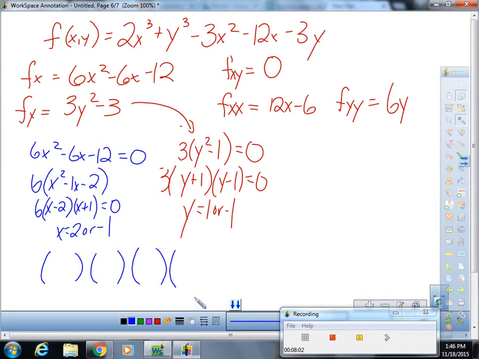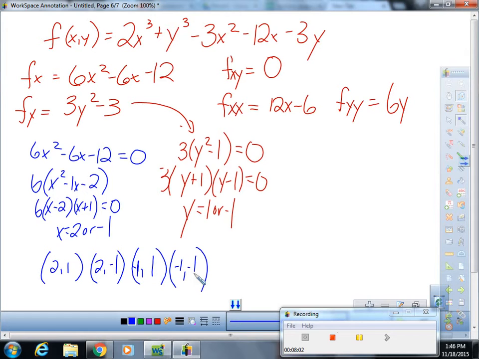So look, we have 4 critical points. Do you understand that? The point 2, comma 1 works. The point 2, comma negative 1 works. The point negative 1, comma 1, and negative 1, comma negative 1. Okay. Those are our 4 critical points.